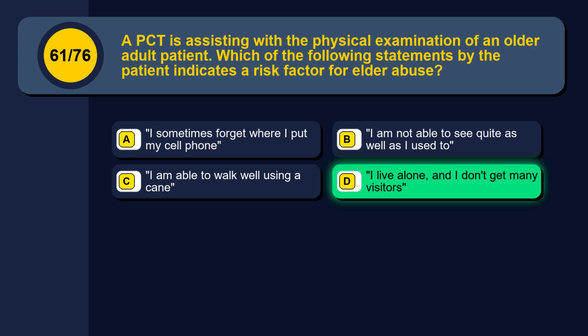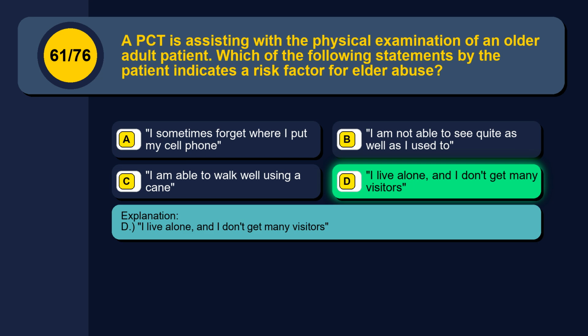The correct answer is option D, I live alone, and I don't get many visitors. D, I live alone, and I don't get many visitors.